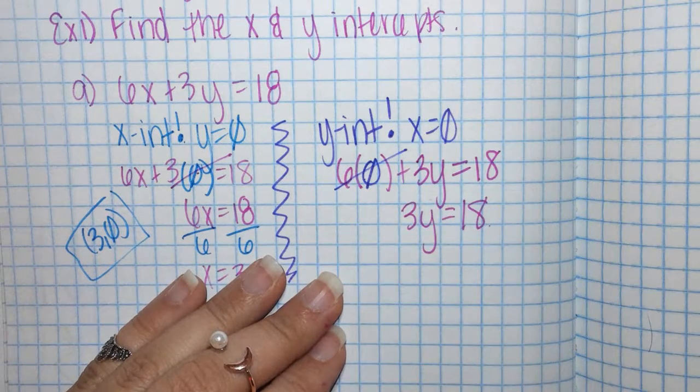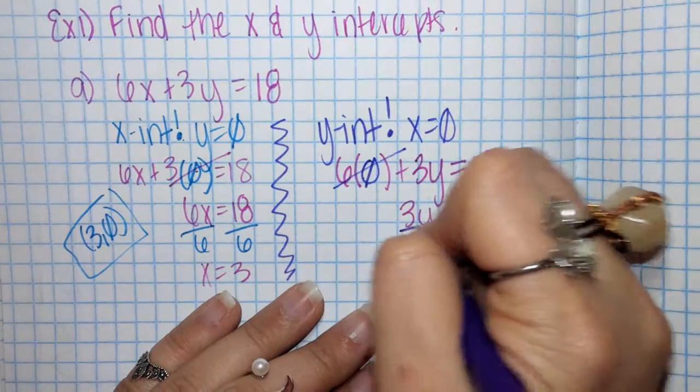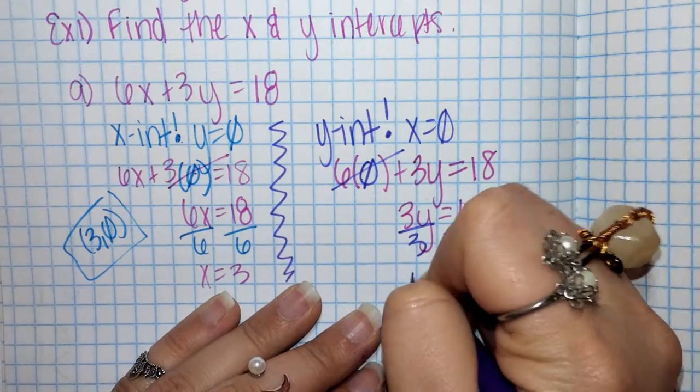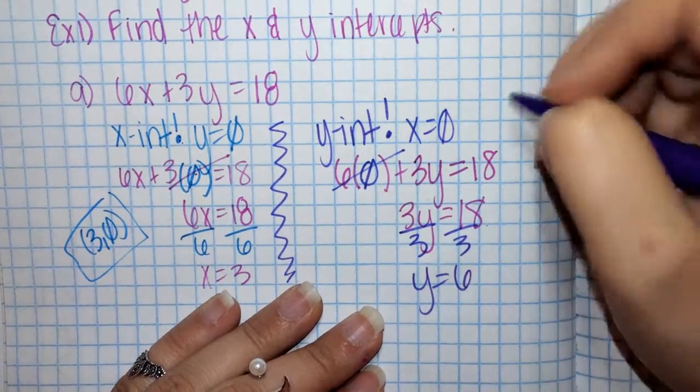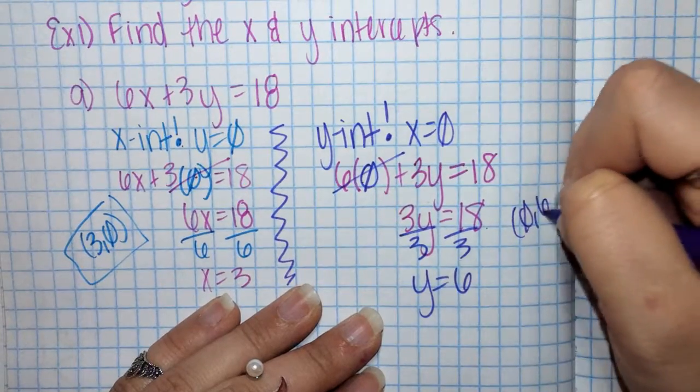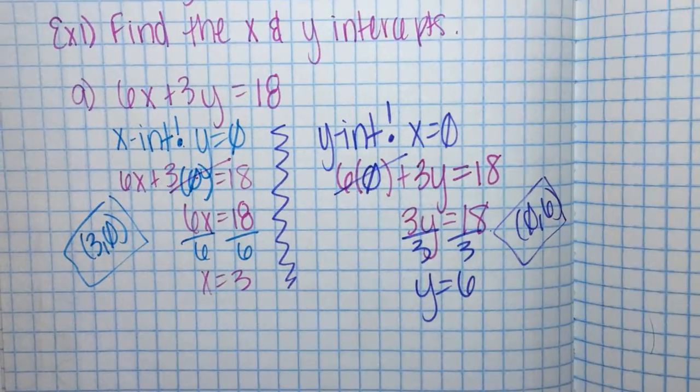Is everybody with me? Divide by 3. Good job. And you get 6. 0, 6. Look at us go. So it's 0, 6. Good job. And that's all you have to do.